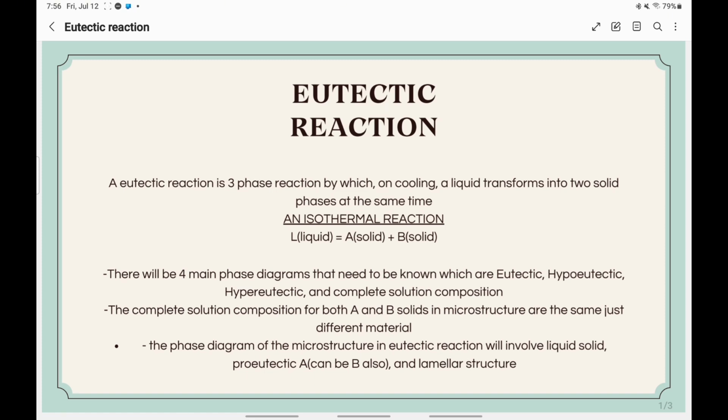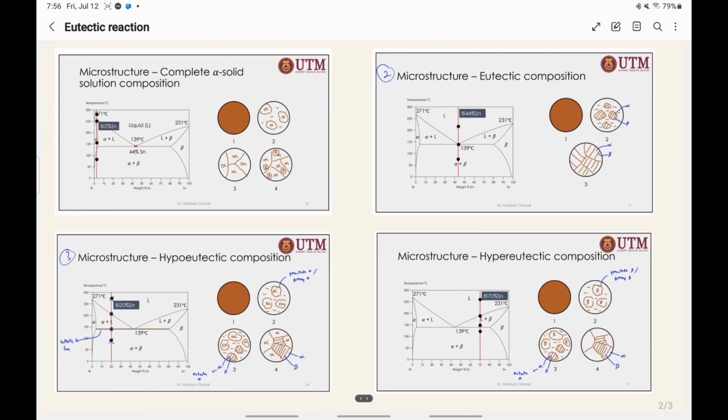There are four main phase diagrams that need to be known, which are eutectic, hypoeutectic, and complete solid solution composition. In the complete solid solution composition, the alpha and beta solids in the microstructure are the same, just different material. The phase diagram of the microstructure in a eutectic reaction will involve liquid, solid, pro-eutectic alpha, which can be beta also, and lamellar structure. These are the four main diagrams: complete alpha, eutectic composition, and hypoeutectic composition.